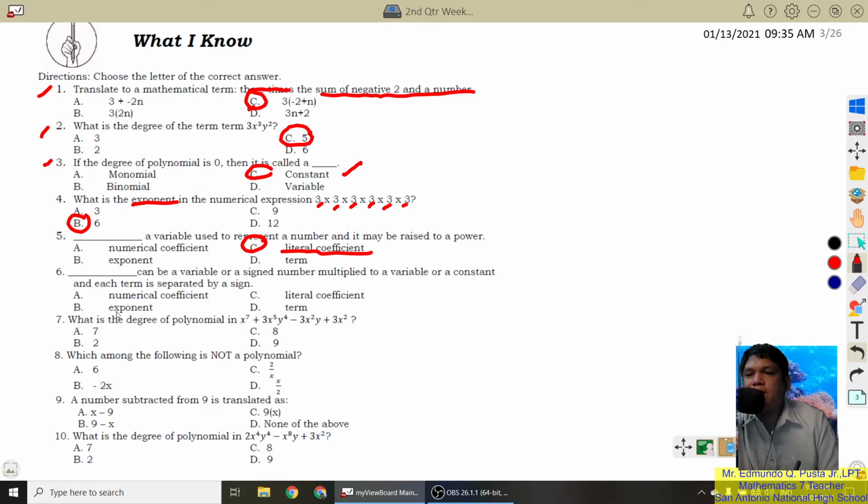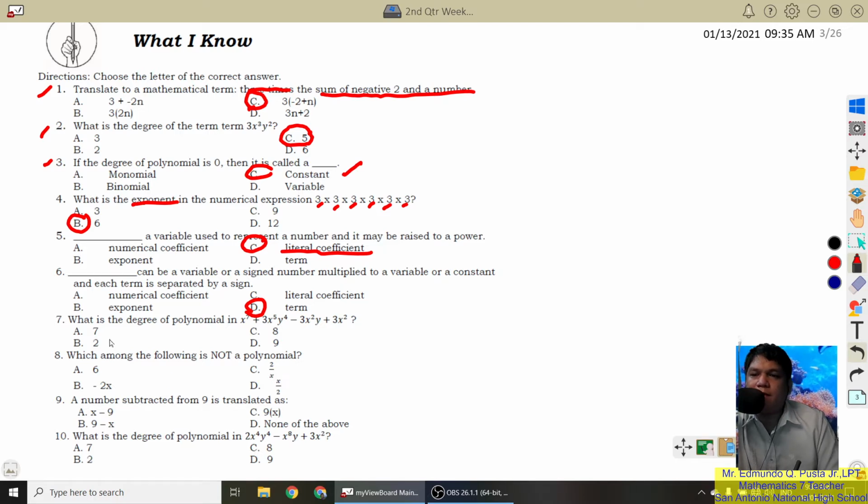How about number 6? Blank can be a variable or assigned number multiplied to a variable or a constant, and each term is separated by a sign. A numerical coefficient, B exponent, C literal coefficient, D term. Again, blank can be a variable or assigned number multiplied to a variable or a constant, and each term is separated by a sign. So this one is letter D, term.